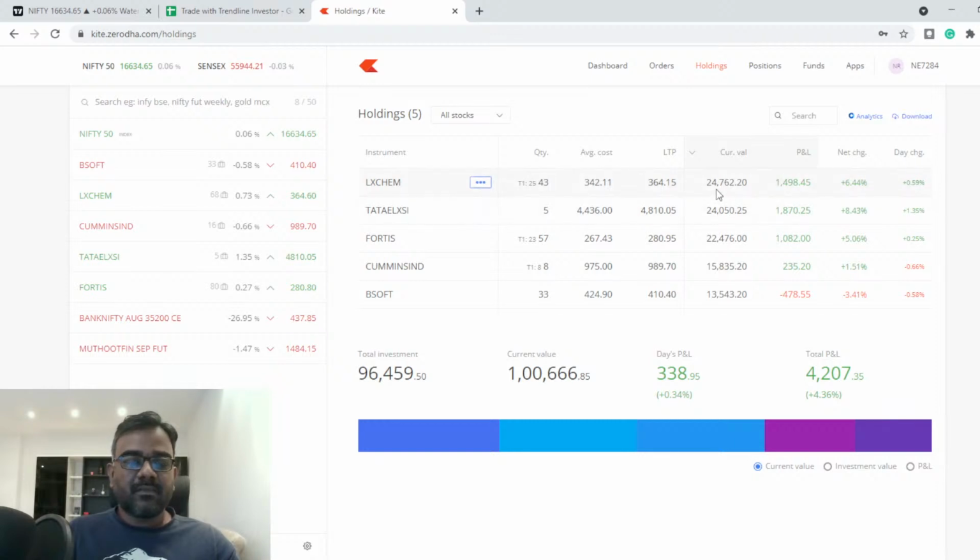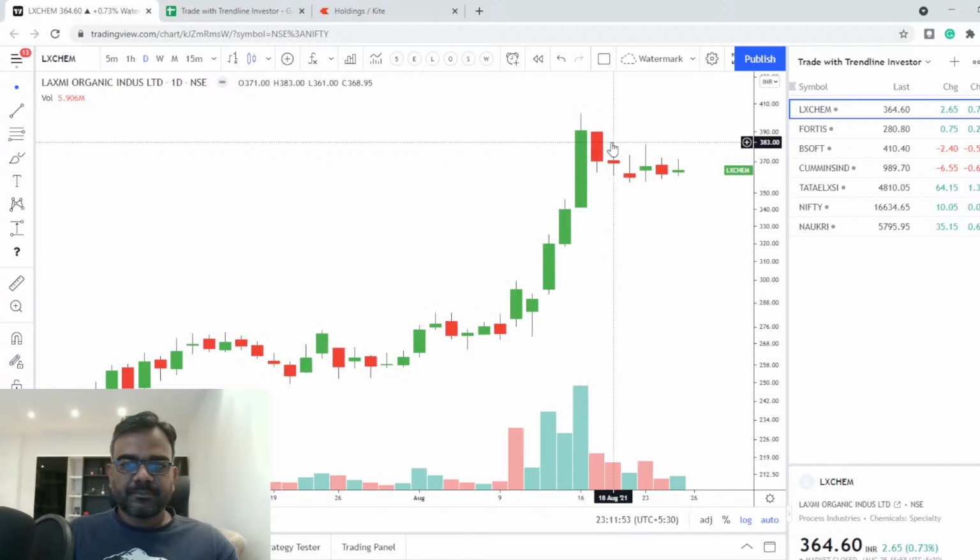And Laxmi Chem, we'll come to the charts, but Laxmi Chem is forming a very nice pattern, which is 2 days inside bar. So we had an inside bar yesterday, and again we had an inside bar today. So the contraction is really getting very tight in Laxmi Chem. So let's open the charts.